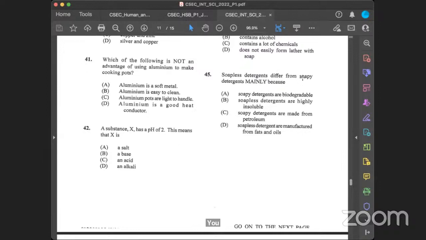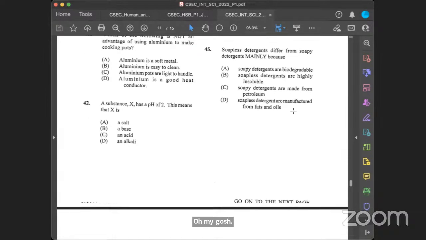And soapless detergent differs from soapy detergent mainly because they do what? Soap detergent. I didn't hear you. So I was thinking about A and then I changed my answer. Is correct. Soapy detergents are biodegradable. Oh my gosh. I hope you don't change your answer in the exam.